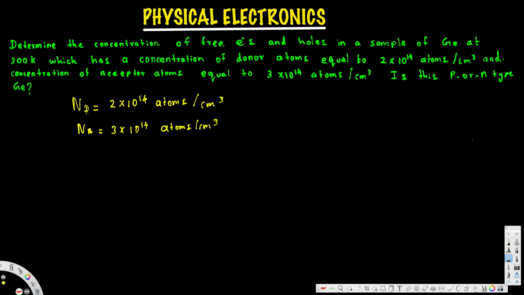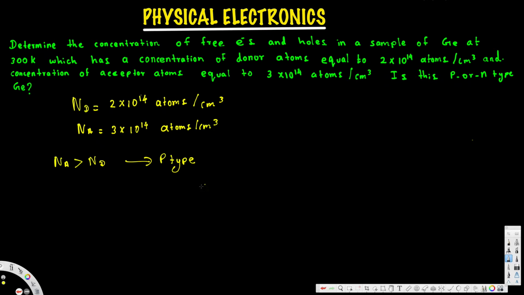Okay. Now we have the donor concentration and also the acceptor concentration. From this we can find out whether it is a P type or N type semiconductor by comparing these concentrations. Here you can directly see this Na concentration is higher than the donor concentration. So we know that this is a P type. Whenever the acceptor concentration is higher than the donor concentration, that is P type. If the donor concentration is higher, that's going to be N type. So this is a P type semiconductor.